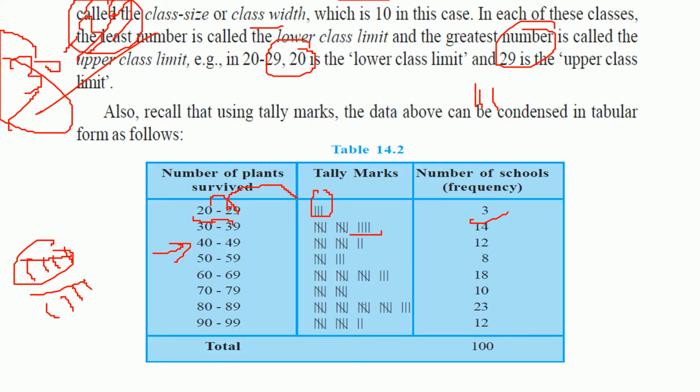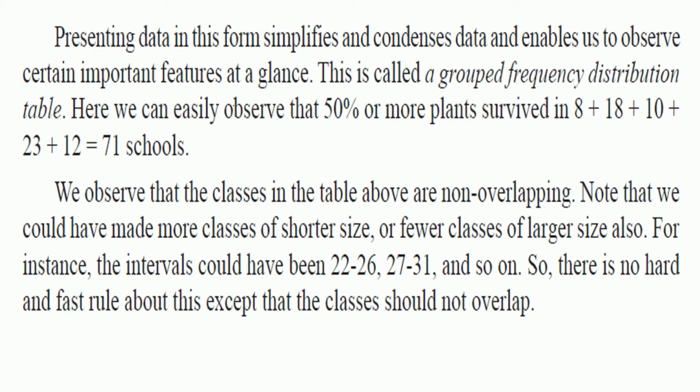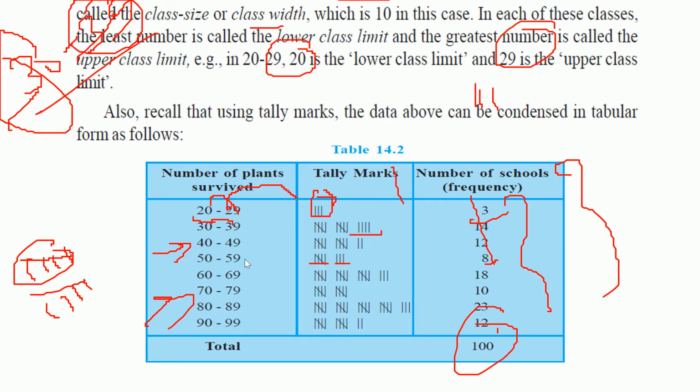Now you can just add them, this is 3. How much is this? 5 plus 3, 8, like this. If you add these, the total has to be 100. Now you see that just by taking the class interval and having tally marks and the number of frequency, this data has given us some information. Now you can say from this data that we have a group frequency distribution table. This is because we have grouped it.